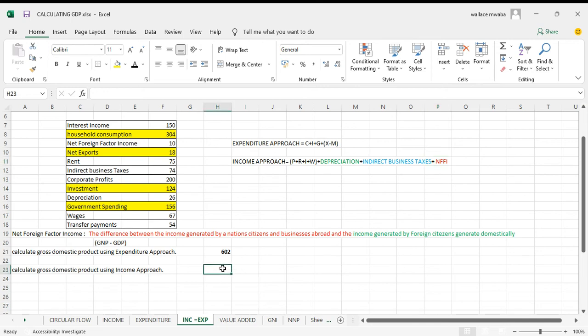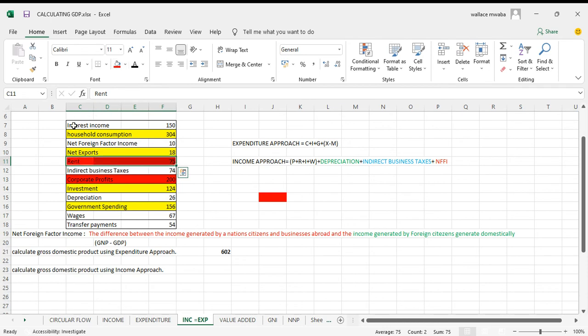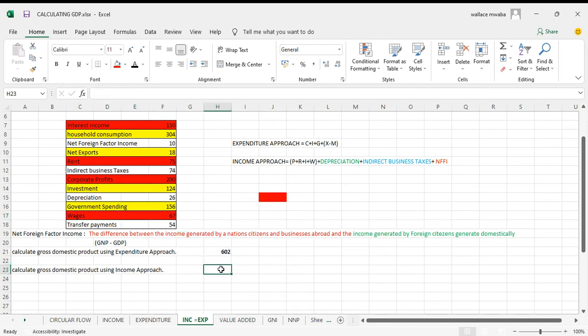So let's first calculate our national income, which is our profits. First, let me highlight them. We'll start with our national income, highlight in red. We've got our corporate profits, part of the national income. We've got rent, part of the national income. We've got interest, national income, and we've got wages, national income. So first calculate our national income.